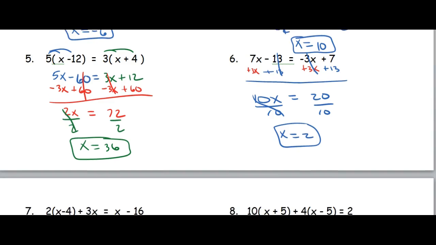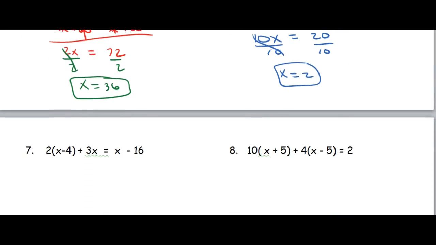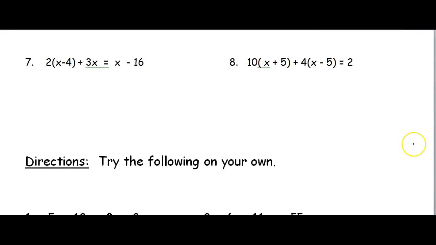Alright. Now, the next few examples here. Number 7. When I look at this, the first step I have to do is get rid of these parentheses by distributing. 2 times x gives me 2x. 2 times negative 4 is negative 8. Since I'm not distributing to 3x, I bring it down. Then I have my x minus 16.